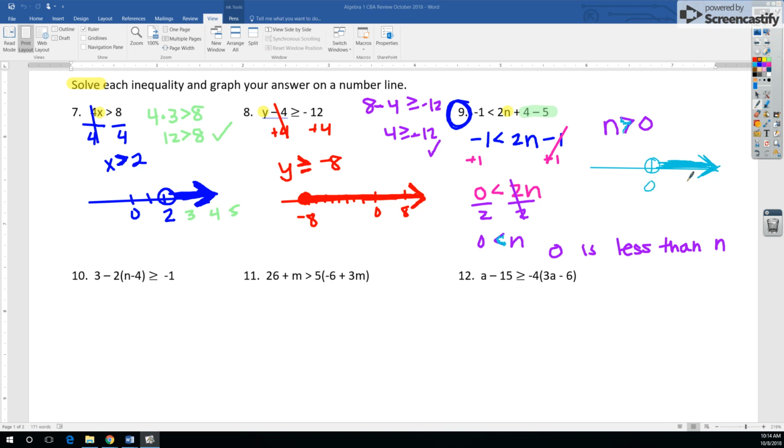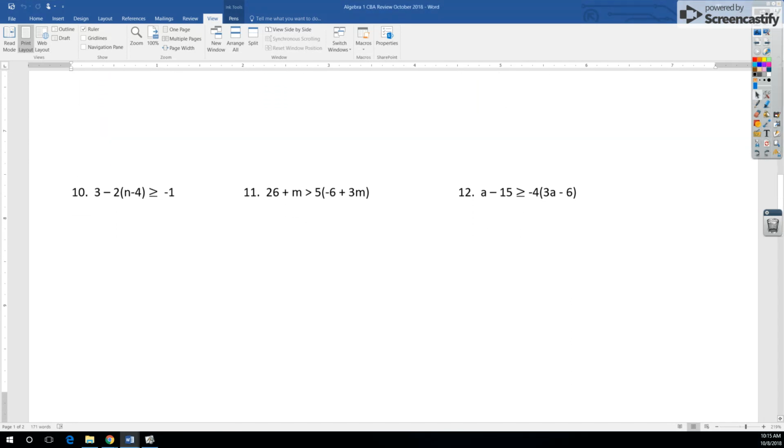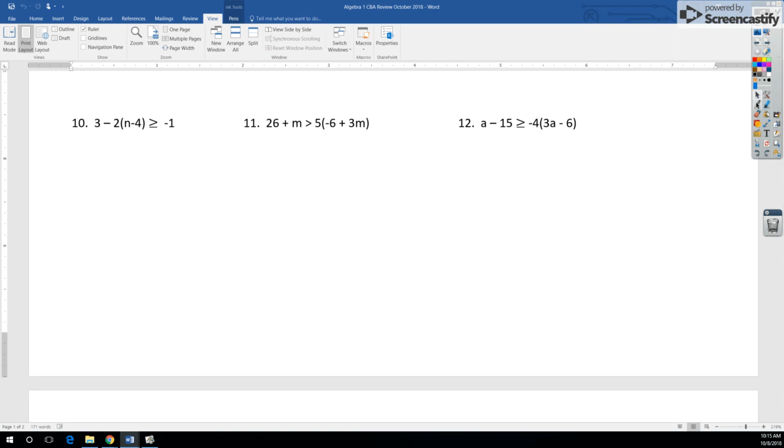So something that's bigger than 0 is like 1. That'll work. I'm going to sub it back into the original problem. Negative 1 is less than 2 times 1 plus 4 minus 5. 2 times 1 is 2. 2 plus 4 is 6. And 6 minus 5 is 1. Is negative 1 less than 1? Absolutely. All right. Continuing on with this same section, this is just more inequalities.